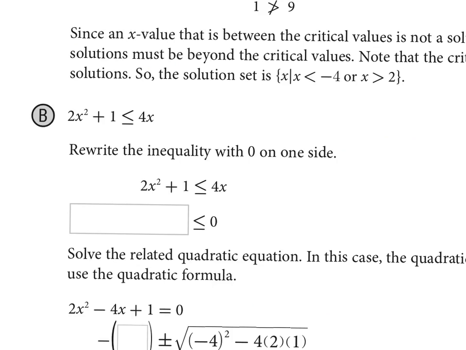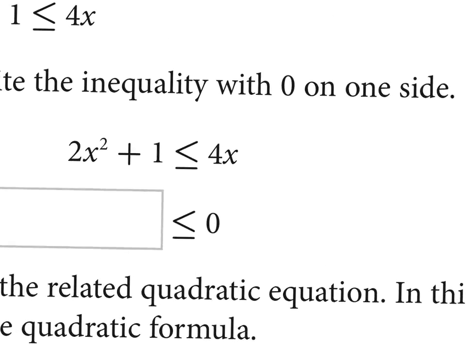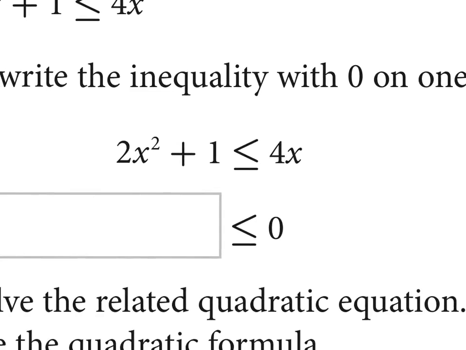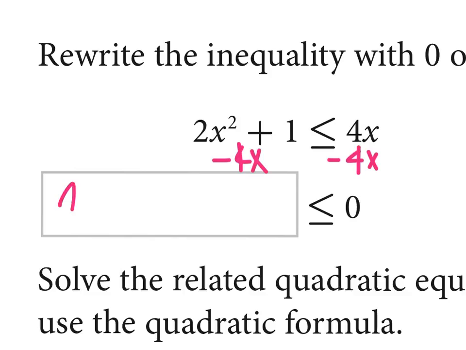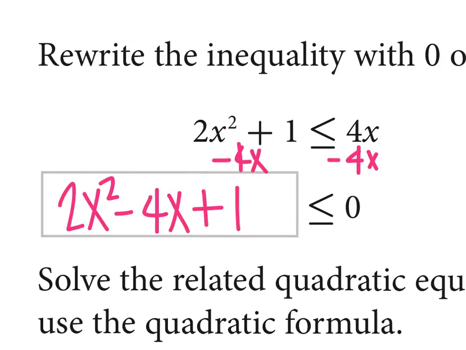So we are looking at problem B on page 222. And first of all, is this problem set equal to 0? No. So what do I need to do to get it equal to 0? Subtract the 4x. Can I actually subtract the 4x from any of those other pieces? No. So it becomes 2x squared minus 4x plus 1. We did use the boxes this time.